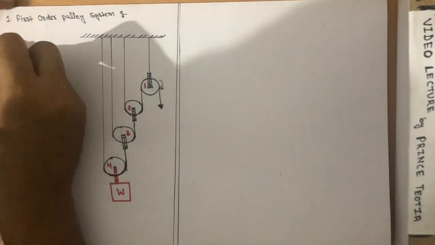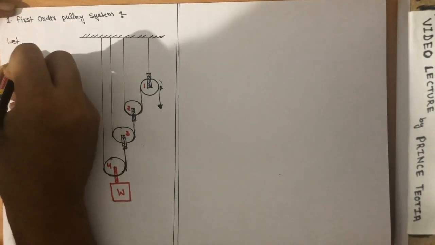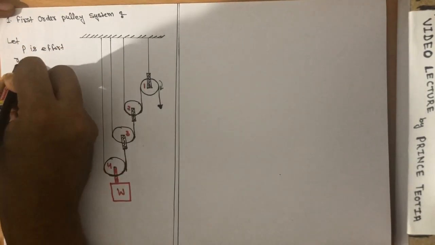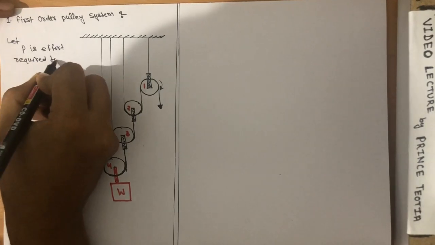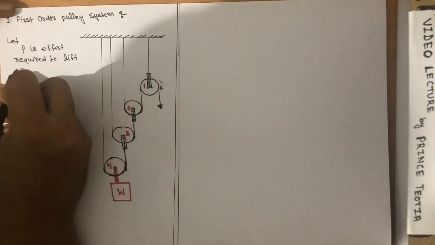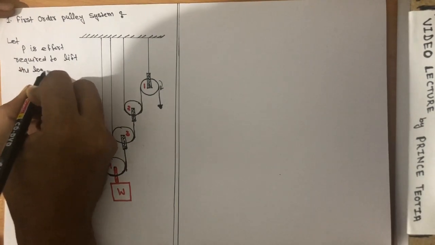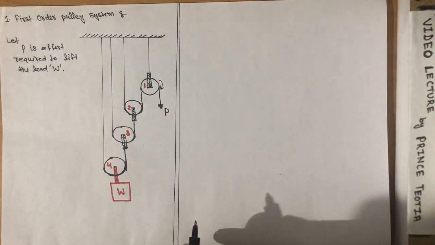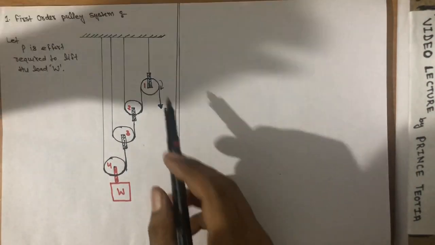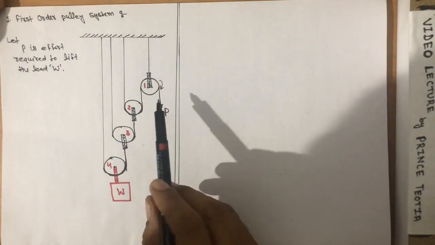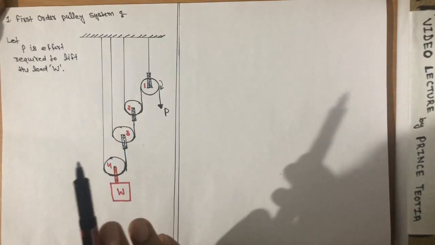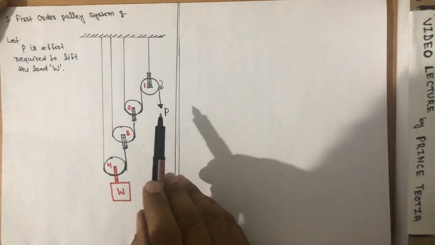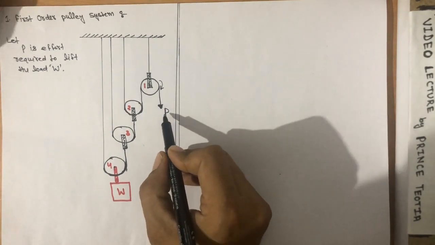So let us assume P is the effort required to lift the load W. In this condition, we have to find out the relationship between P and W, and we assume the ideal case, meaning there is no friction. So this is the effort P.